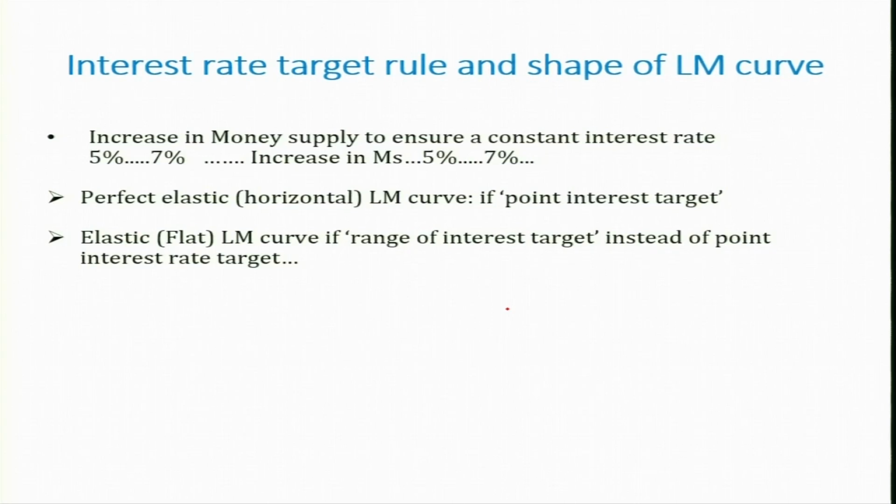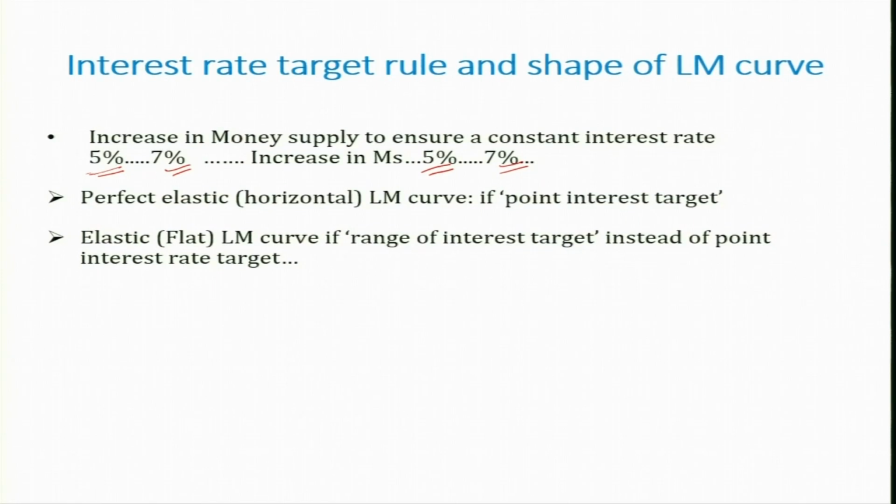If they do not want to see the rate of interest change at all, for example if they want to see the interest rate at a constant 5%, then they have to increase money supply in the same proportion. Similarly, if they want to see the rate of interest at 7%, then they will increase money supply at a 7% rate. So in order to ensure that the rate of interest is constant, money supply will be adjusted accordingly.